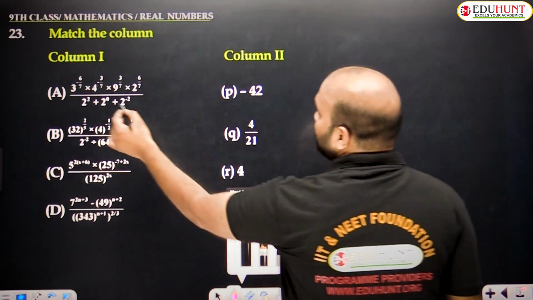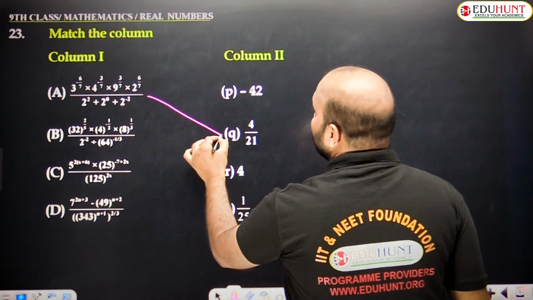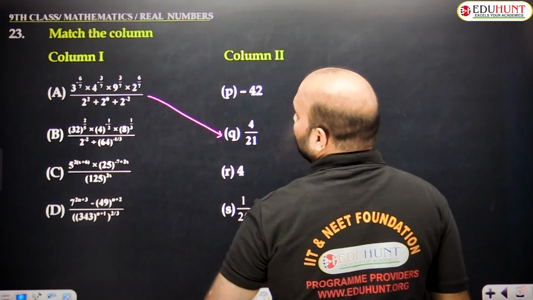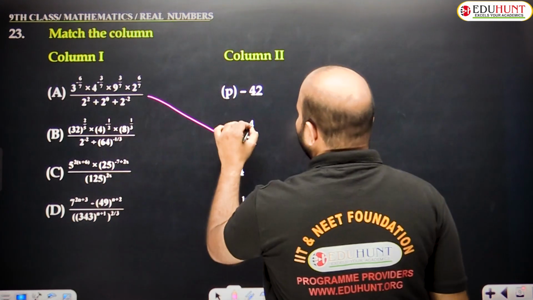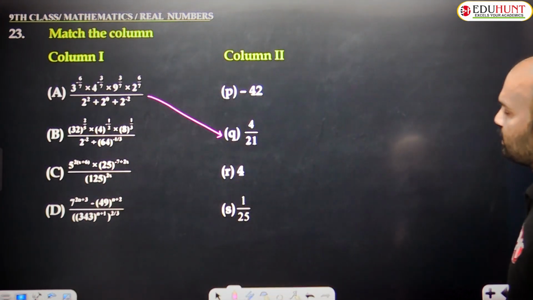Here A is matching with Q. So what is the value? 4 by 21. Next, B.